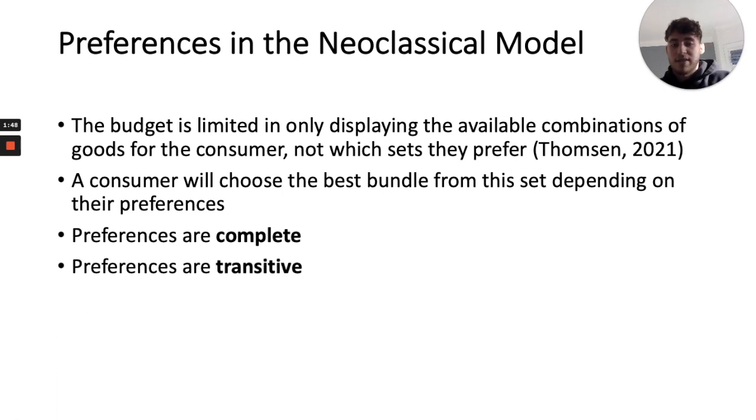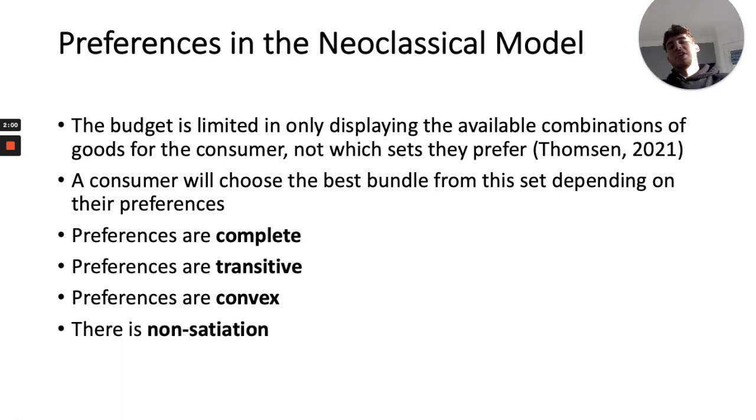Preferences are also transitive in the sense that if apples are preferred to oranges and oranges are preferred to pears, then apples are going to be preferred to pears. Preferences are convex, which will more easily be displayed on the next slide, and there is non-satiation, which essentially states that 3 apples is better than 2 apples. More is always going to be better.